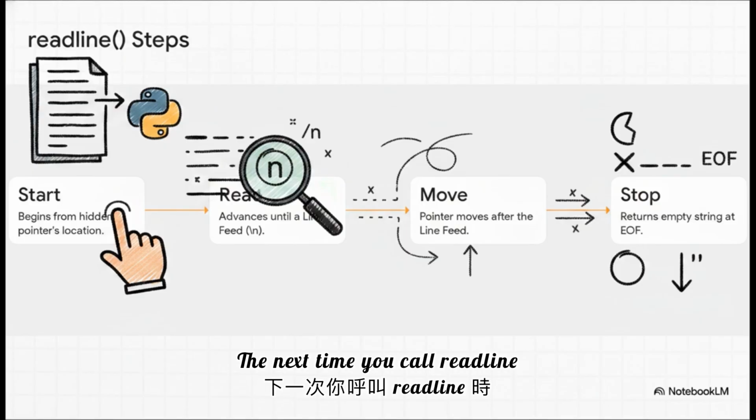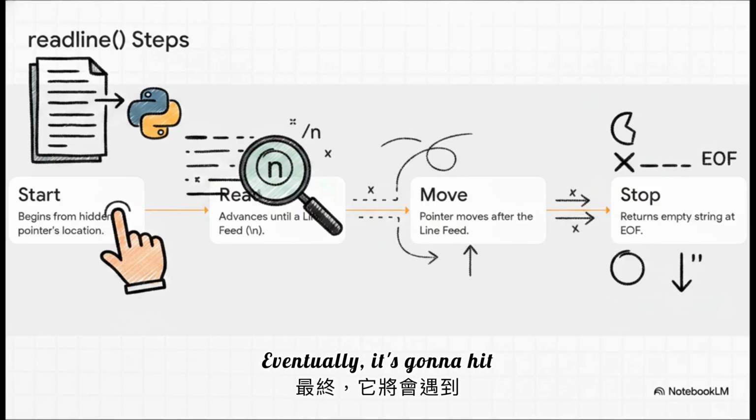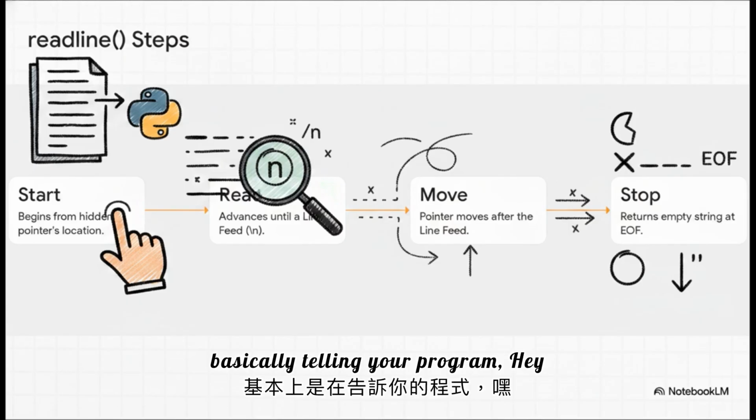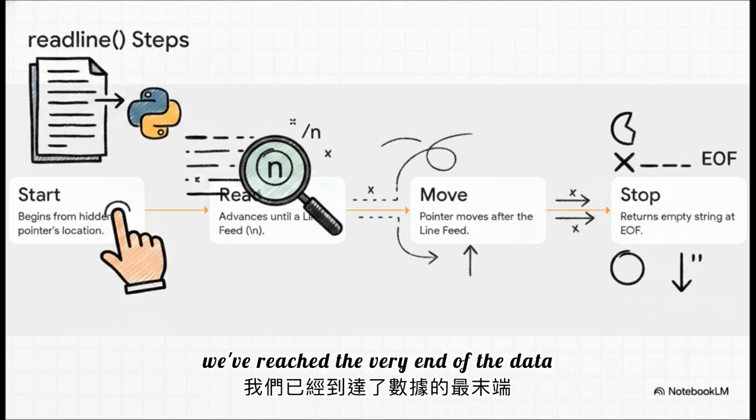The next time you call readline, it does it all over again. Eventually, it's going to hit that end of file character. When it does, it stops completely and hands back an empty string, basically telling your program, hey, we've reached the very end of the data.